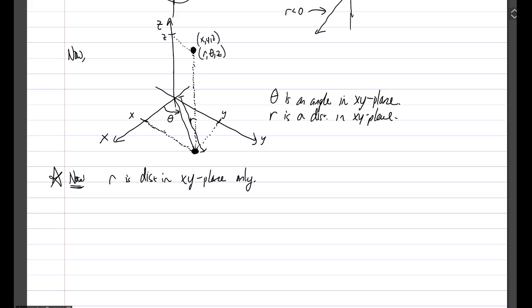Okay, so now what's our conversion? We've got x is equal to r cosine theta as before. You can see that from the picture down here. Y is equal to r sine theta. And z from the rectangular coordinates becomes z in these new cylindrical coordinates. So there's nothing really changed there. The z value is just as it was before.